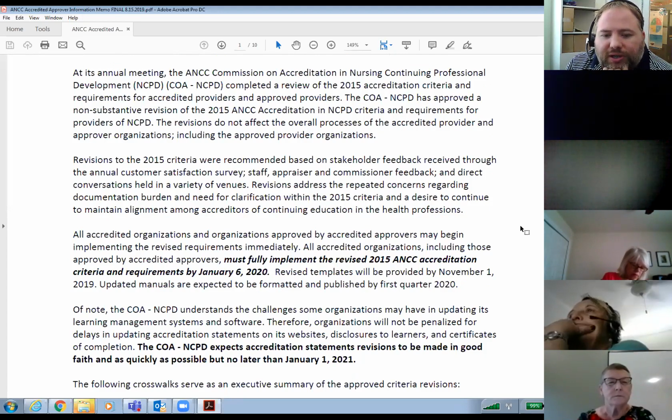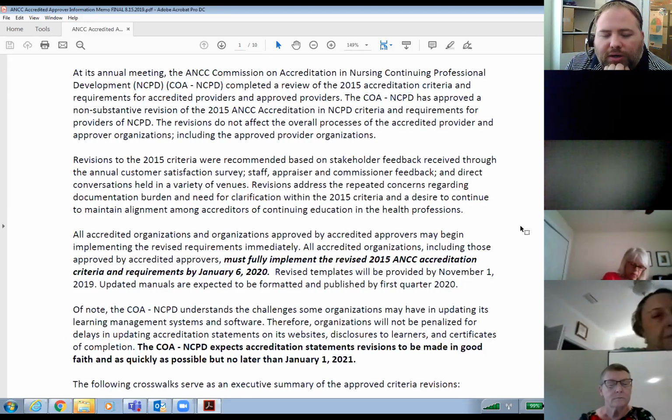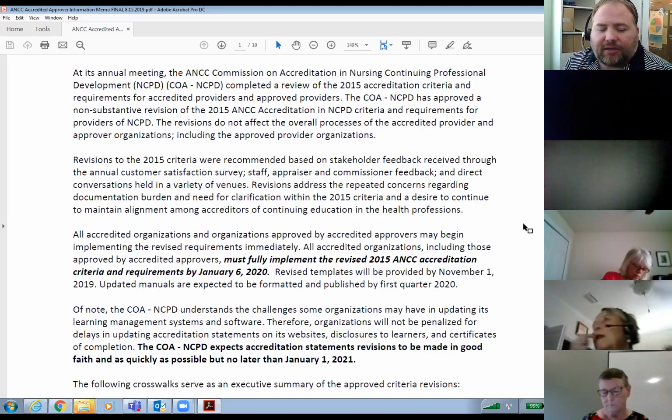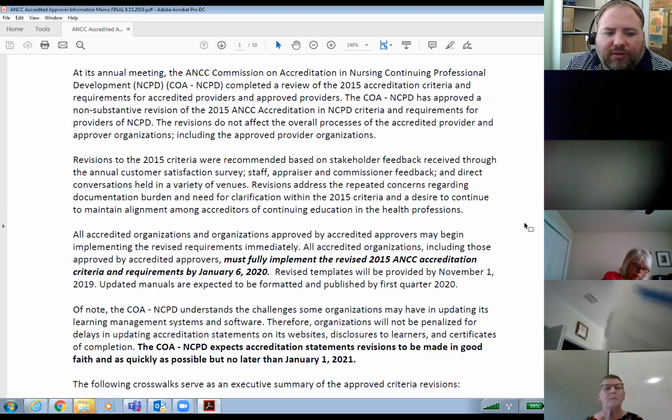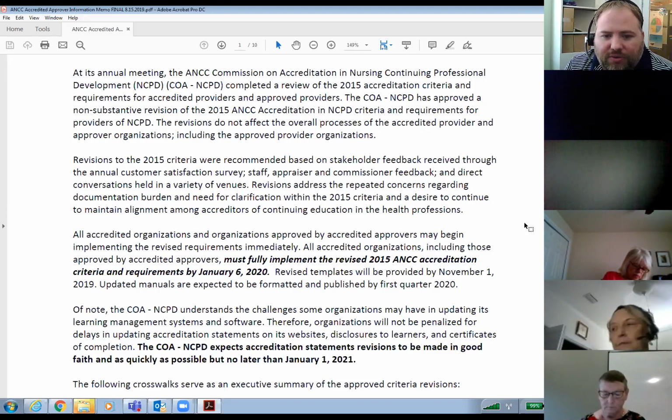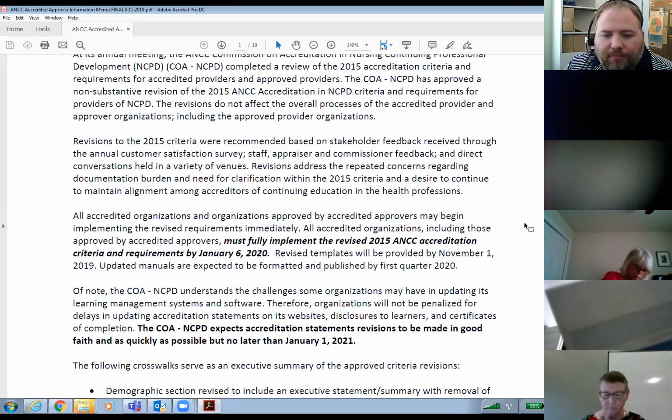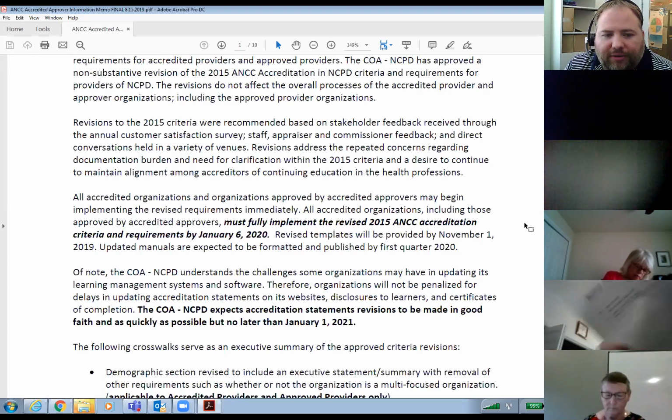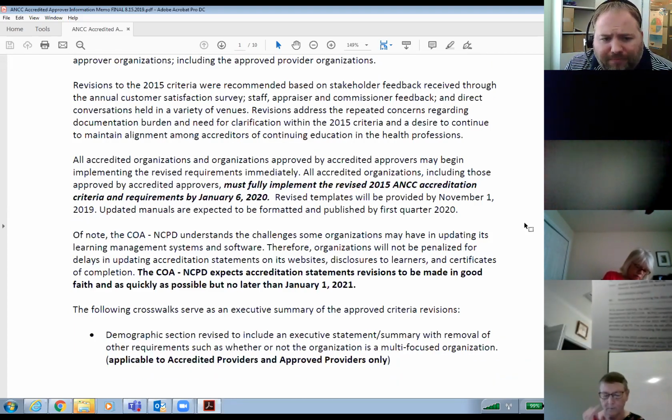These are some changes that are going to be occurring. They really took effect on the 15th of August, but you have until January 2020 to implement it fully. You can start using it as soon as you would like. The templates won't be updated until November 1st, roughly, so just think about that as well. The manuals are expected to be published by the first quarter of 2020 with slight revisions. So we'll go over those together.